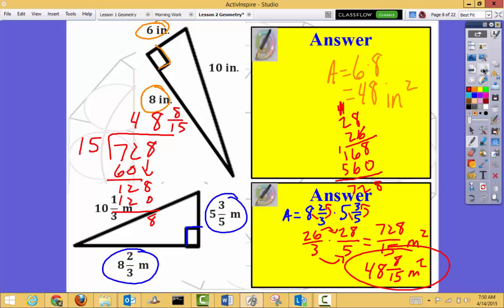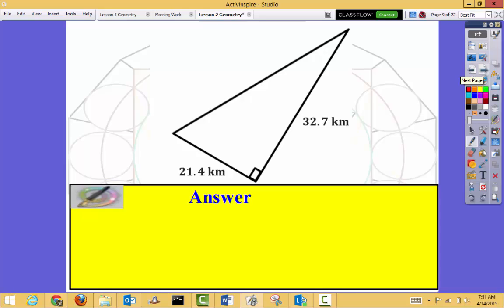Okay, my next one. Same thing, I look for that right angle. The sides that touch that right angle are my base and height. So it's going to be 32.7 times 21.4.